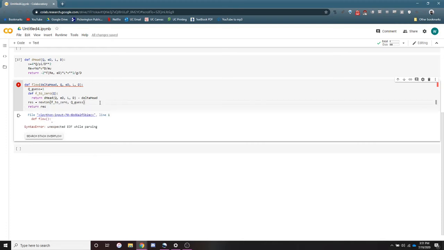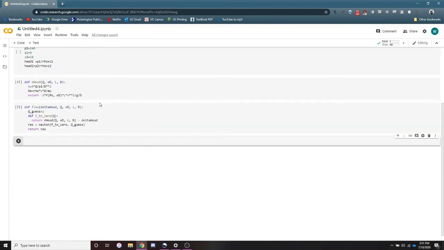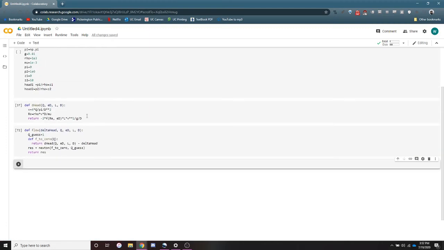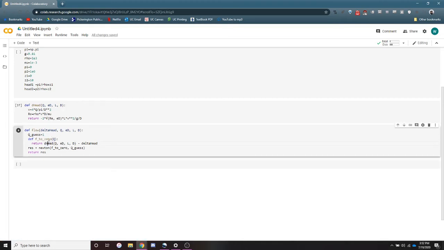So just to review, we've had this flow and it's delta, and it has input of the delta head and the geometry of the pipe, and then we pump that into a function that we actually need to bring to 0, because we calculate the delta head iteratively based off this Q and our delta head. We make sure we bring this to 0, and we return that result.